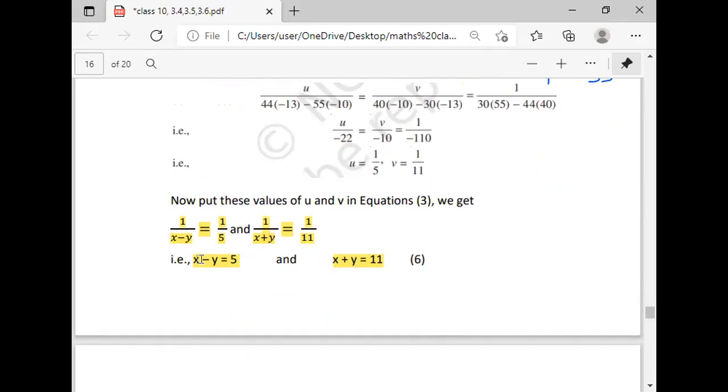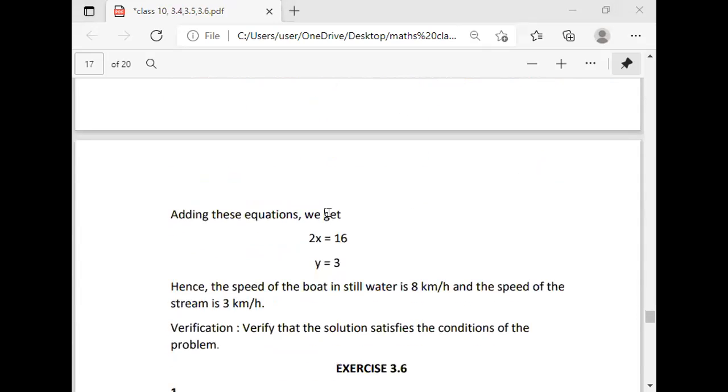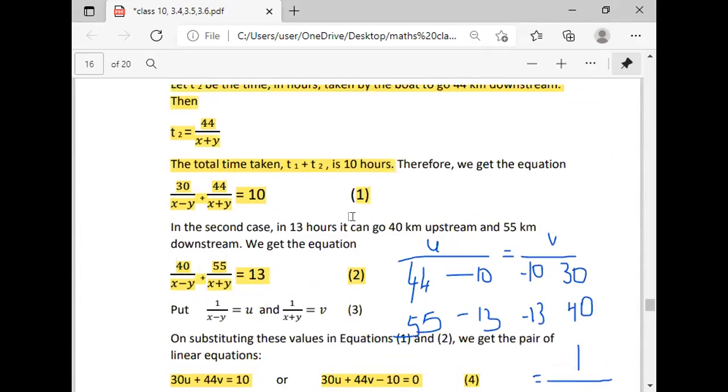That will be very easy. If we add, minus y plus y will cancel, and 2x is equal to 16, so x is equal to 8. Similarly, y is equal to 3. We can find that. So what was x?